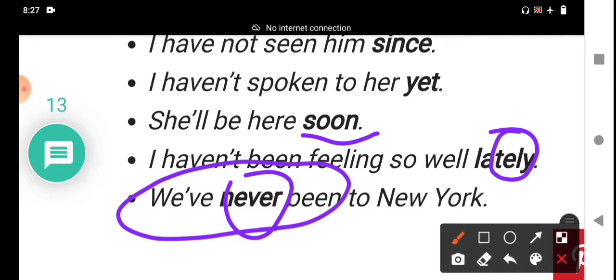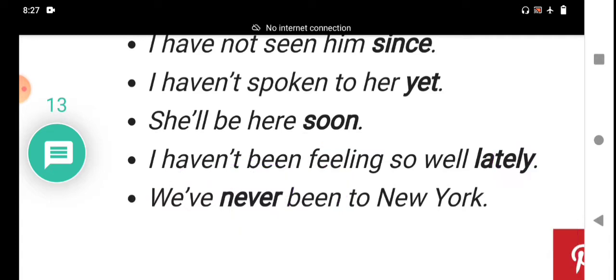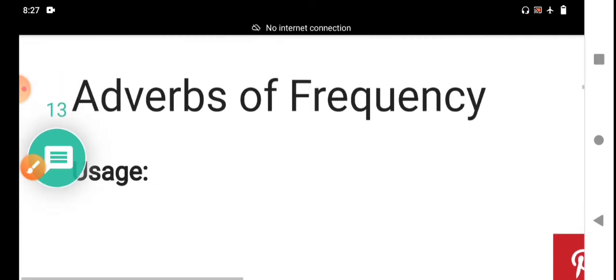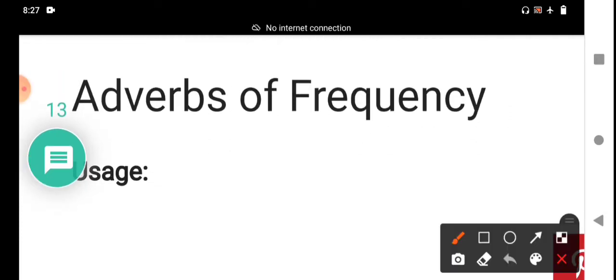The word never functions as an adverb of frequency, and it comes as an adverb of time also. That is what, my dear students, we should understand. One or two examples are enough. Then you should study some material about the kinds of adverbs, the functions of adverbs, and the types of adverbs. And then we go to the next topic, adverb of frequency.